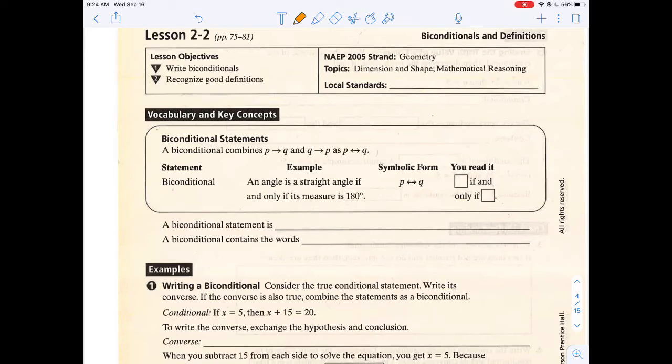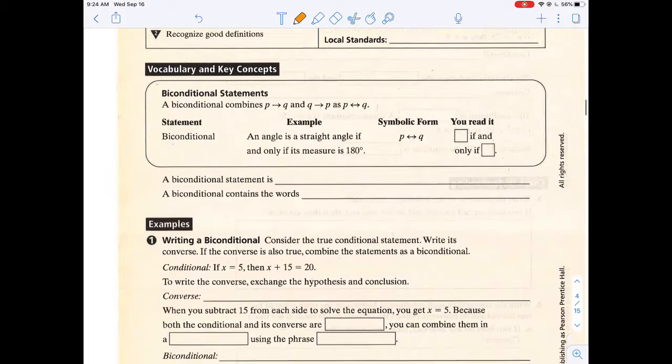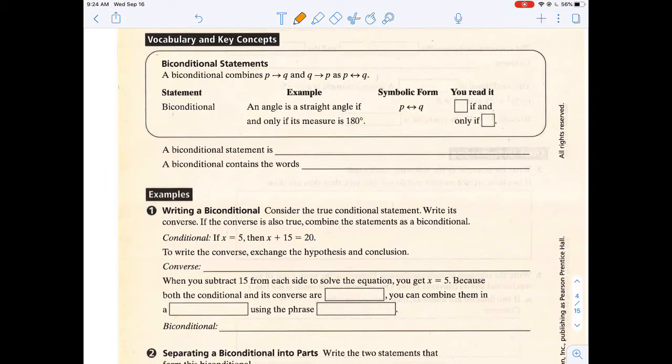Okay, lesson 2.2, biconditionals and definitions. Our objectives are to write biconditional statements and recognize good definitions. So let's get started with vocabulary and key concepts. The first is a biconditional statement.